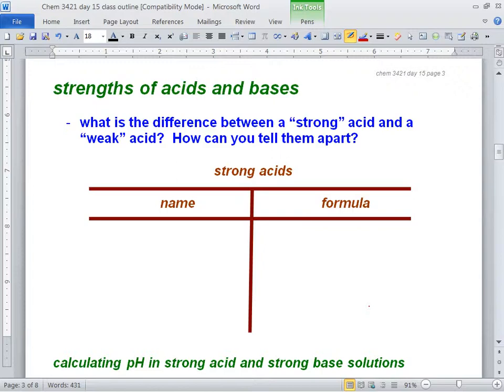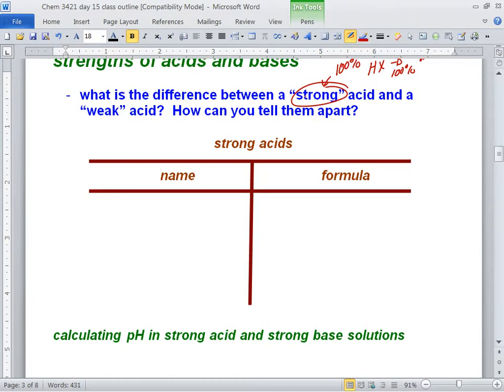So strong acids, 100%. I guess you could call it like HX goes 100% to H and X minus. Right? That would be a strong acid. Well, how can you tell them apart? How do you know? I guess, Kelly, this is where I'm coming from.